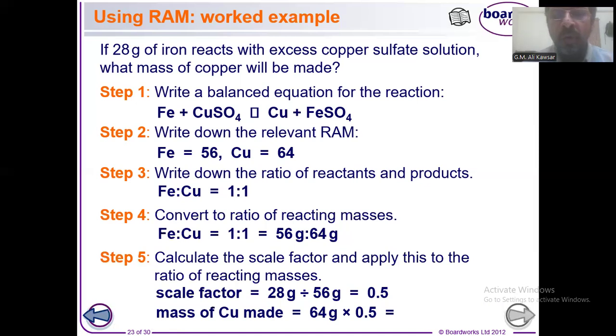If the amount of copper is 0.5 mole, then we can convert the mole into mass. How can we do it? You already learned that in the previous classes, right? So 0.5 needs to be multiplied with the relative atomic mass, which is 64. Then you will get the exact amount of copper that will be produced. Here 32 gram of copper will be produced. Students, I hope you understood. We can also solve this problem in another way.